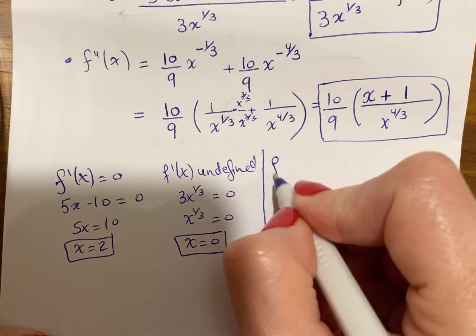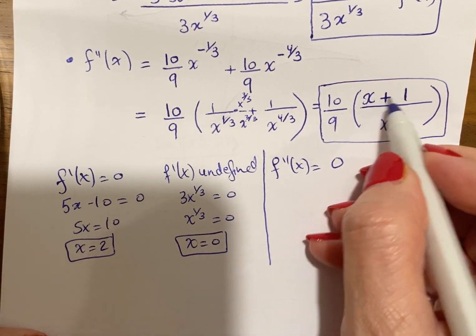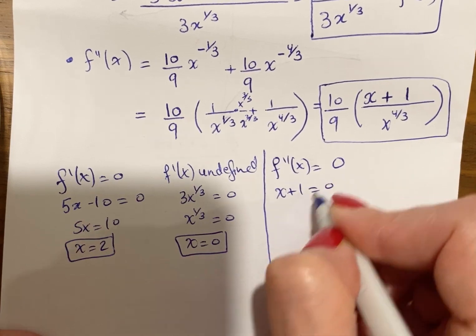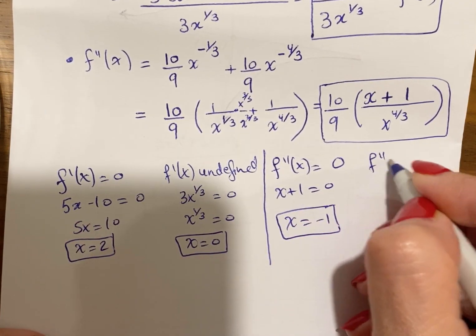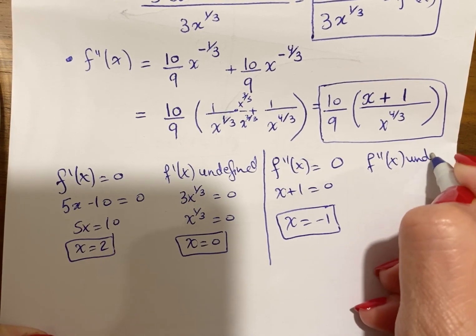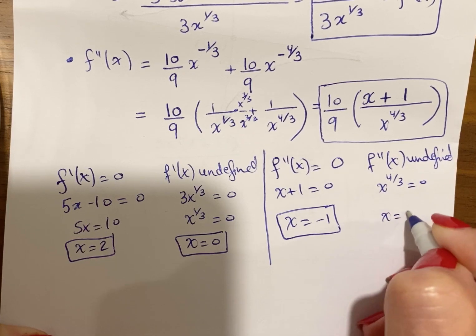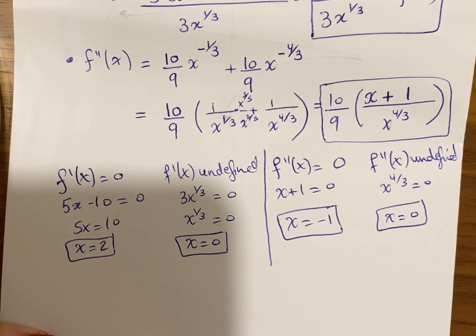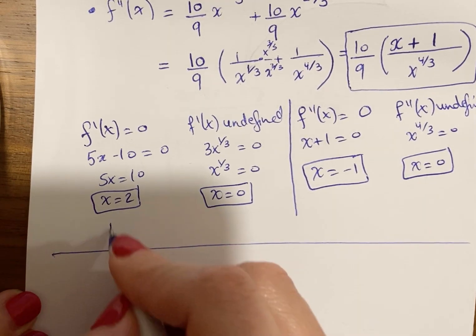And now let's move to the second derivative. What are the zeros of the second derivative? The numerator has to be 0. So x equals minus 1. When is the second derivative undefined? Again, when the denominator is 0, so when x is equal to 0 as well. So now we can create our table of variation.